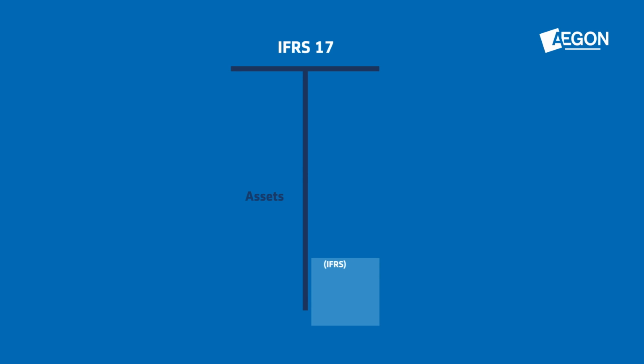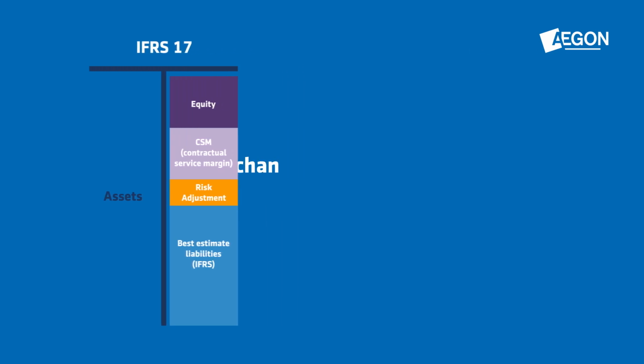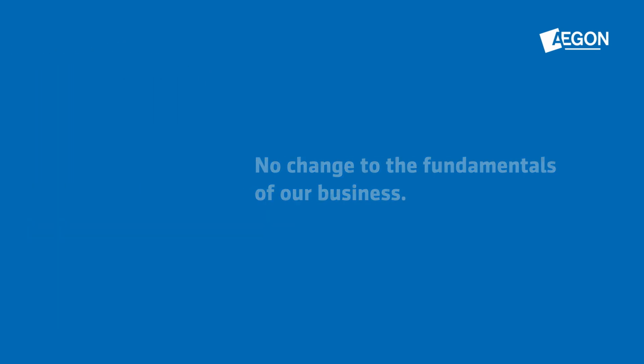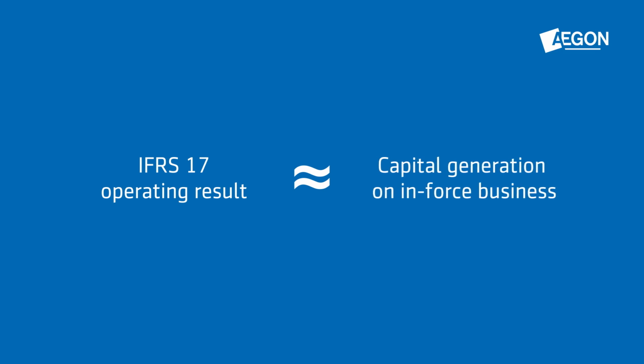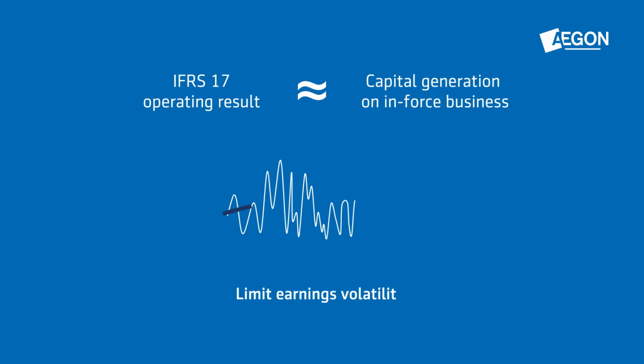To summarize, IFRS 17 changes the way we present our IFRS balance sheet and earnings, but it does not change the fundamentals of our business. Within the possibilities of the IFRS 17 framework, Aegon has chosen to align the IFRS 17 earnings recognition as close as possible to the capital generation determined by the regulatory frameworks. In addition, Aegon strives to prevent earnings volatility caused by accounting mismatches.